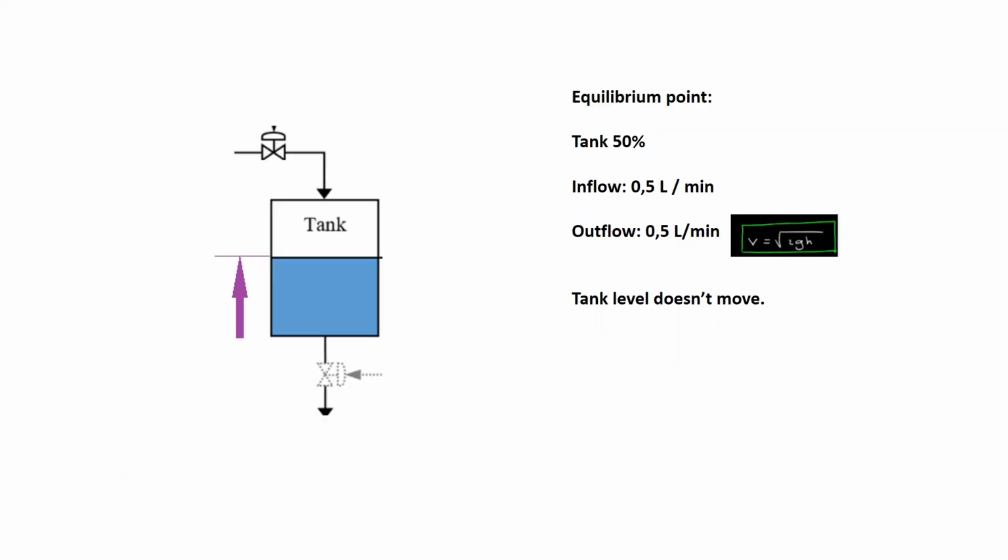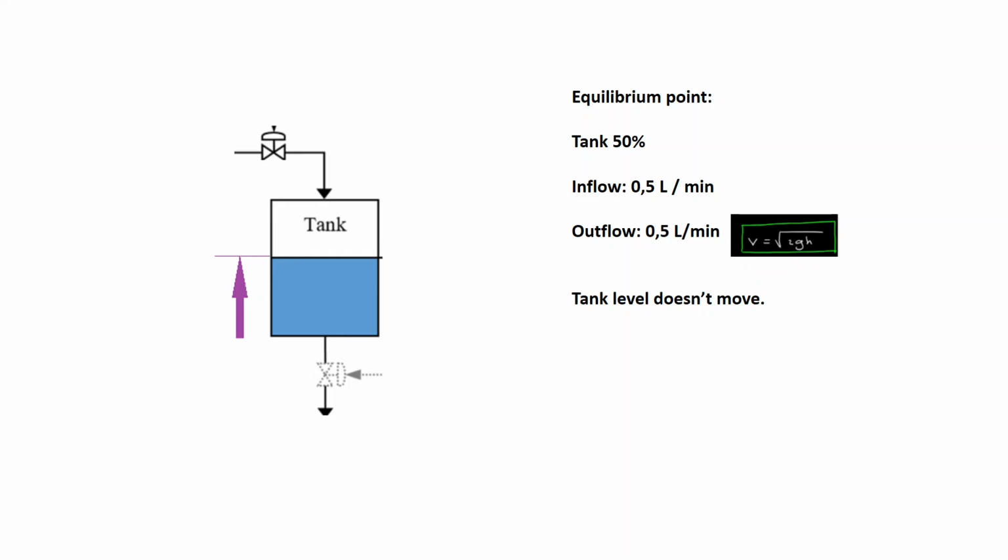I want to briefly touch on the physical model of this situation. So first of all, we're going to be working around an equilibrium point. An equilibrium point can be defined as a condition, a situation where we have the same inflow as outflow of water, and so the level remains constant.